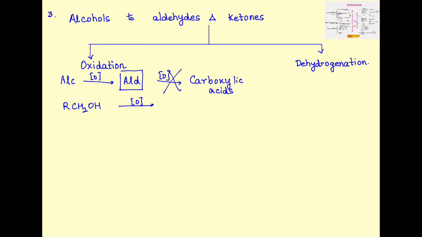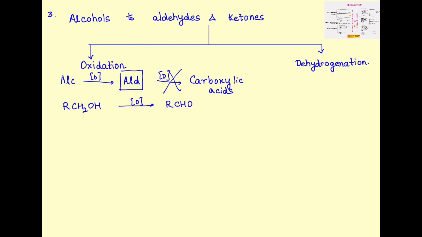So I'm taking a generic example over here, RCH2OH on oxidation. What aldehyde will it give you? RCHO, and this on oxidation will give you RCOOH, right? Now, as I said, we don't want this reaction to take place. So what do we do in order to stop the reaction at stage 1 itself?